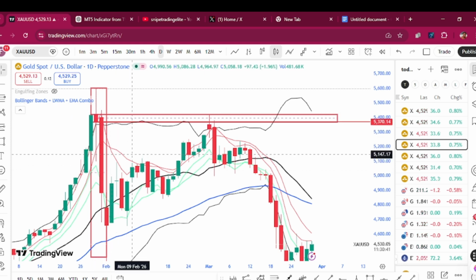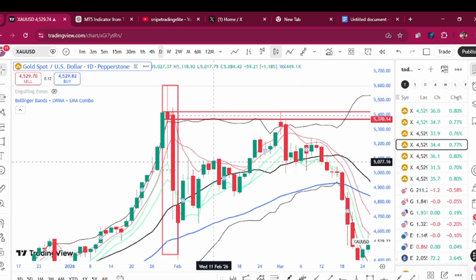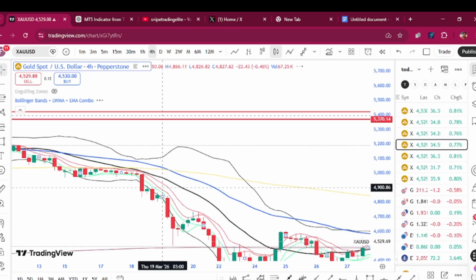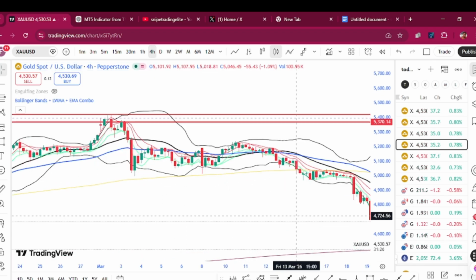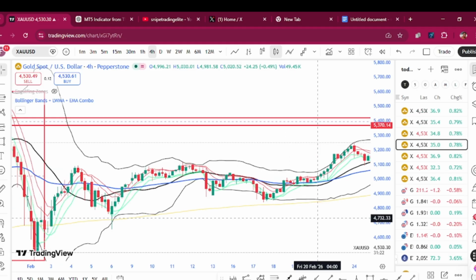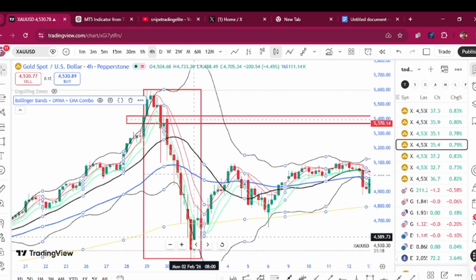Now I just want to show you CSAK5. So now this is CSAK5 on 4 hours because it happened on 4 hours. So let me take it back to 4 hours. So it's a strong reversal trend. Okay, this was CSAK5 that happened on 4 hours.